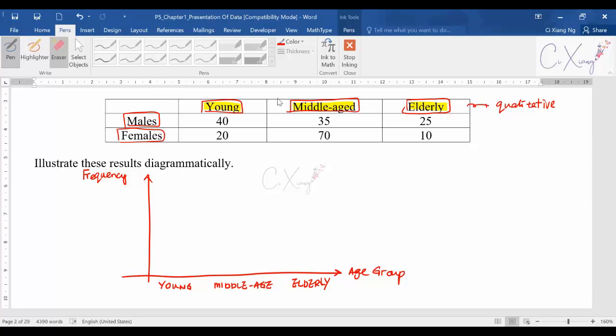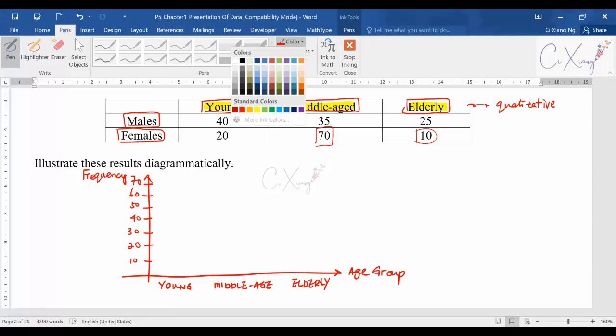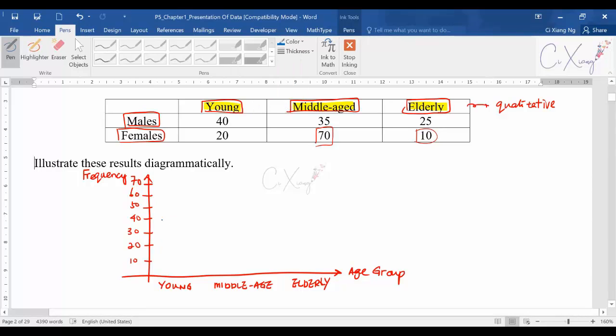Okay, so I look at the highest number here, 70. The lowest number is 10. So maybe you just follow the ratio that you have: 1, 2, 3, 4, 5, 6, 7, let's say. So this is 10, 20, 30, 40, 50, 60, then 70. Now for the young group, young male, I have 40 of them.